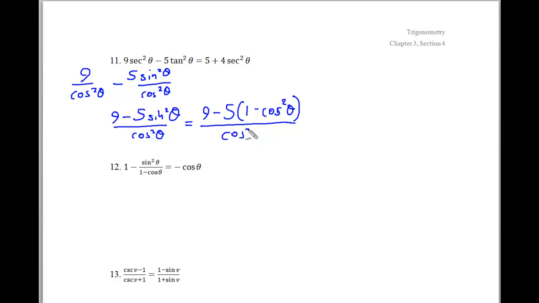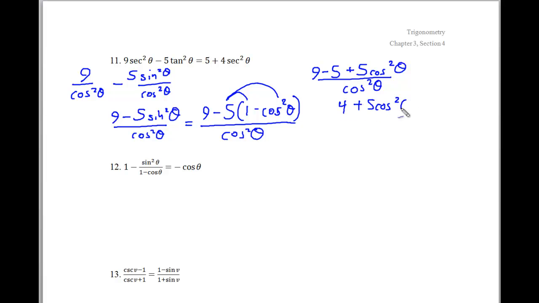And what this is going to allow me to do is some kind of cool simplification here, because if I distribute this negative 5 into the mix here, I now have 9 minus 5 plus 5 cosine squared theta all over cosine squared theta. Now what's neat about that is I seem to have some of this taking shape here. 9 minus 5 is 4 plus 5 cosine squared theta.